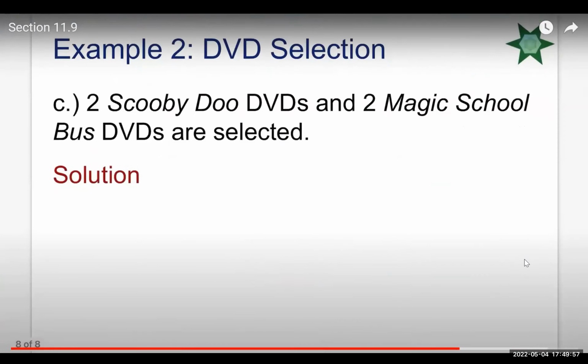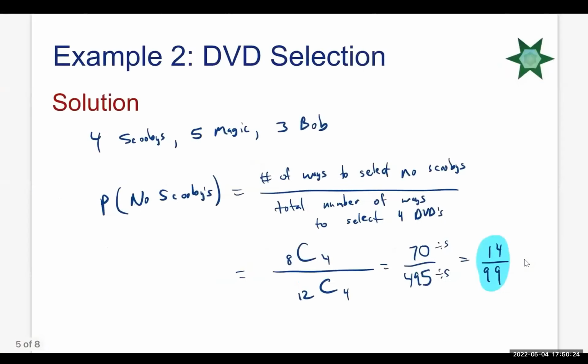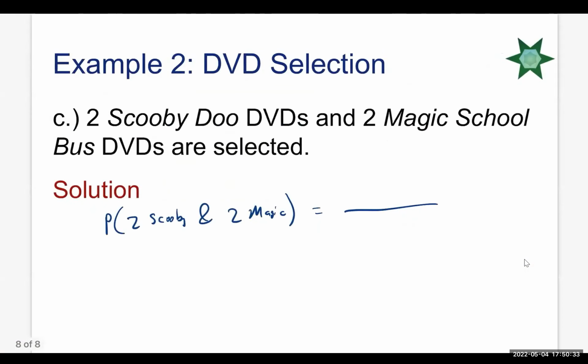All right, let's see if there's a follow-up. There is a follow-up question, part C. What's the probability of selecting 2 Scooby-Doo DVDs and 2 Magic School Bus DVDs? So let's take a look. The probability of getting 2 Scoobies and 2 Magic School Bus DVDs is going to be, well, we still have a total of 12. Wait, was it 12? 4, 5, and 3. That's 9, 10, 11, 12. Yeah, that is 12. We still have 12 to select from, and we are choosing 4 DVDs. So this doesn't change.